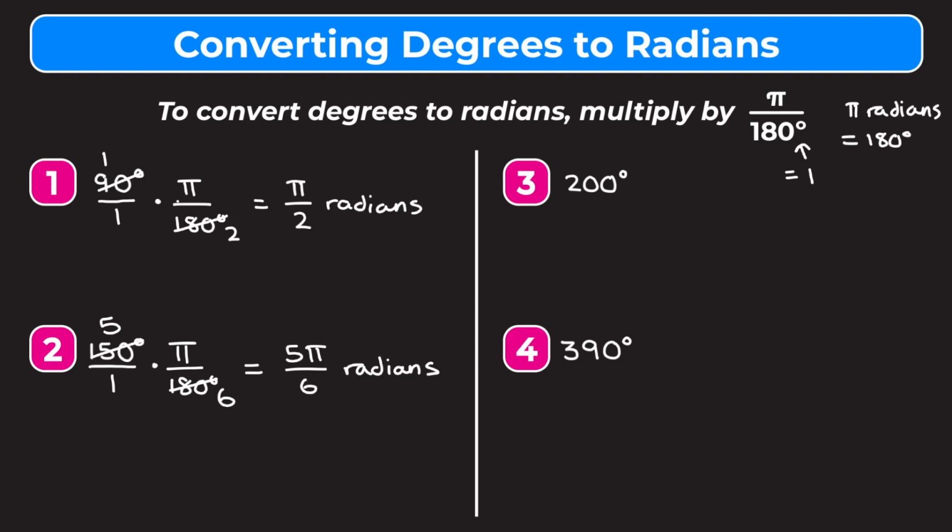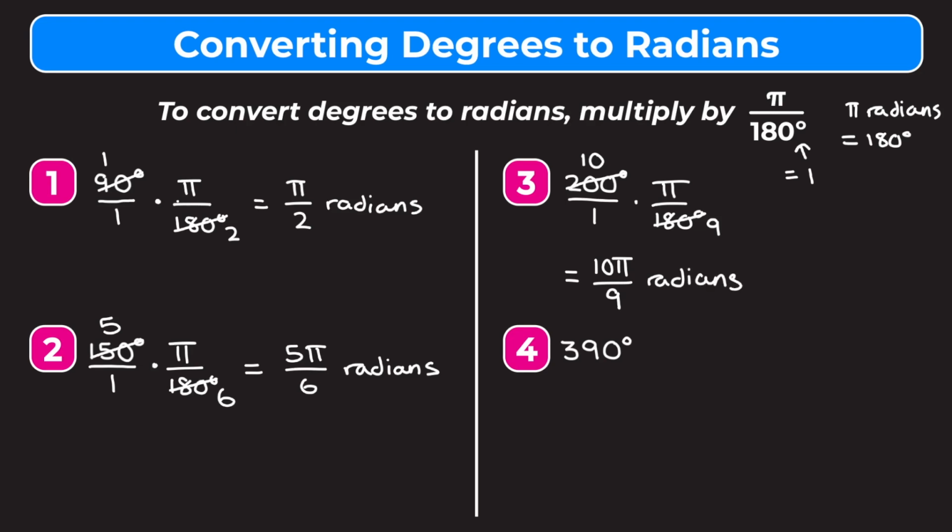For these last two examples, I encourage you to pause the video and try them on your own, and then you can watch me work through them to make sure you've done them correctly. Example 3 is 200 degrees, so we're going to put that over 1, and we're going to multiply by pi over 180. Now we're going to cross reduce, so we can divide 200 and 180 both by 20. 200 divided by 20 is going to give us a 10 on the top. 180 divided by 20 is going to give us a 9 on the bottom. If we multiply straight across, 10 times pi on the top is 10 pi. 1 times 9 on the bottom is 9. So we get that 200 degrees is equal to 10 pi over 9 radians.